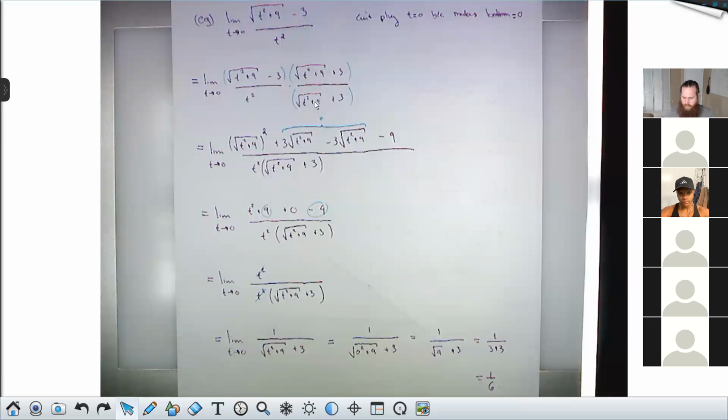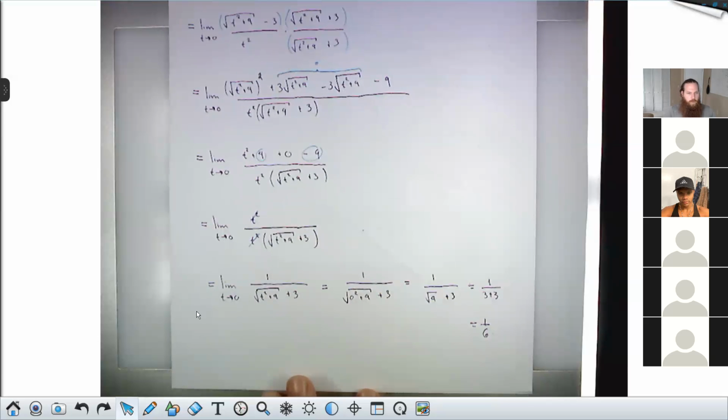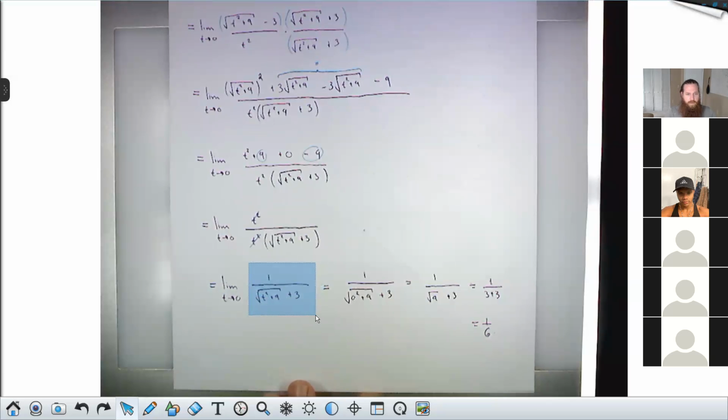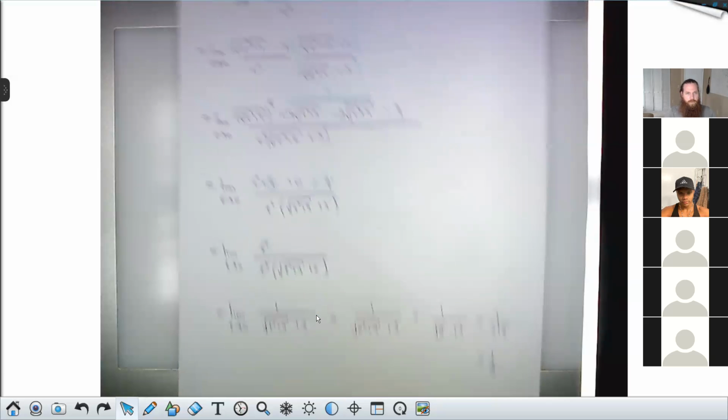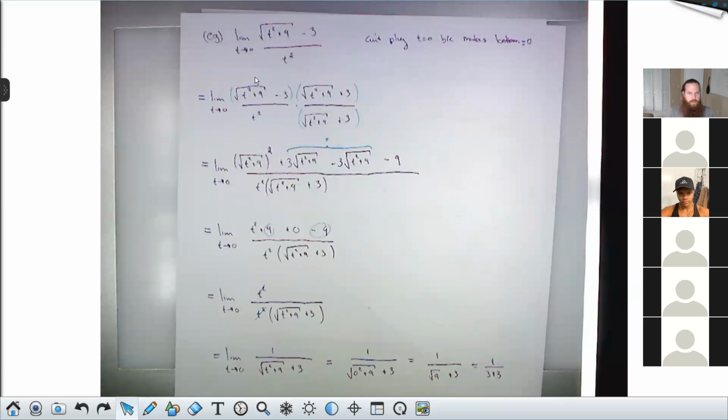In parting, I would like us to think about continuity a little bit. What makes it possible for us to evaluate the limit here by plugging in is the fact that this is a continuous function. Specifically, this function is continuous at t equals 0. The original is not continuous at t equals 0. It's undefined there.